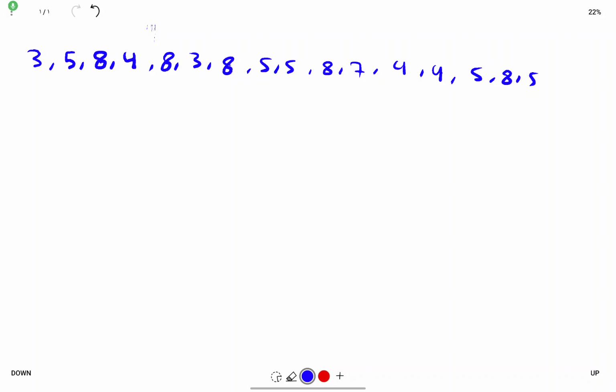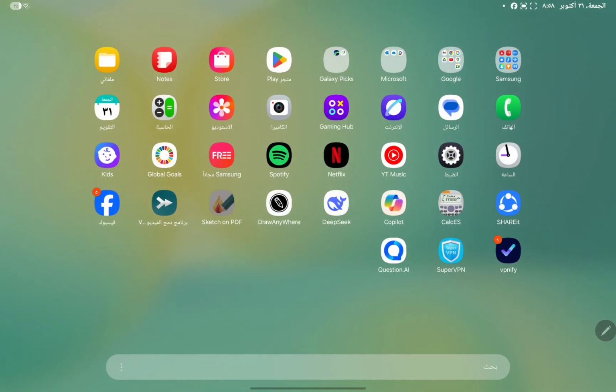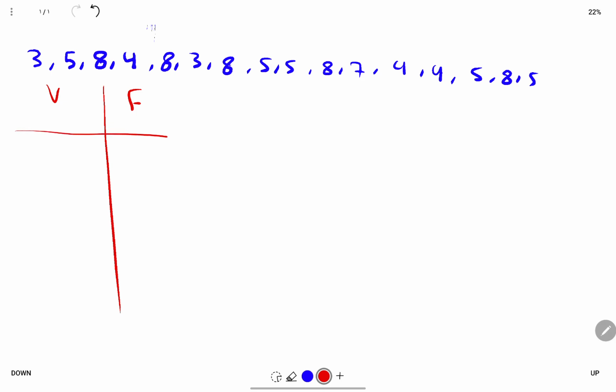Hello guys, in this video I'm going to explain to you how to make a simple frequency table. Now first here you have the value and here you have the frequency. So let's start with the lowest value. So we have 3. Now how often does the number 3 appear in that data set? So we have 1, 2, so we have 2 times.